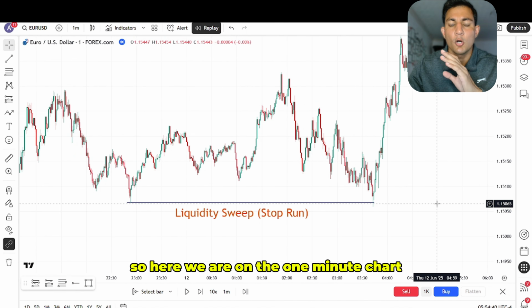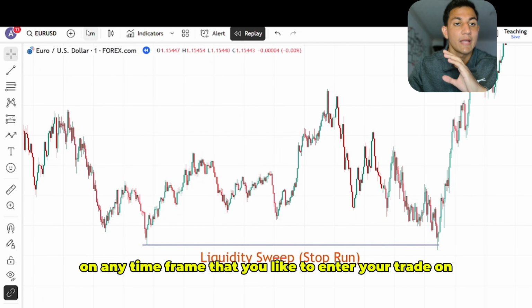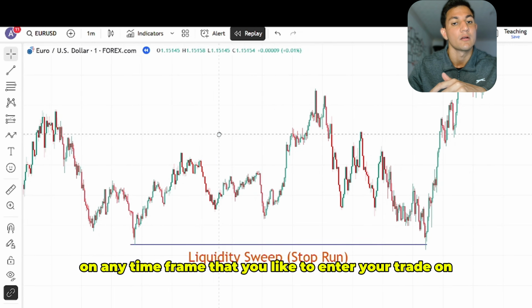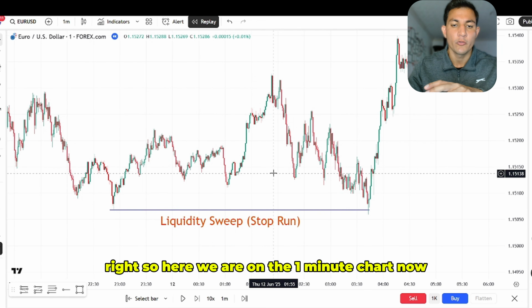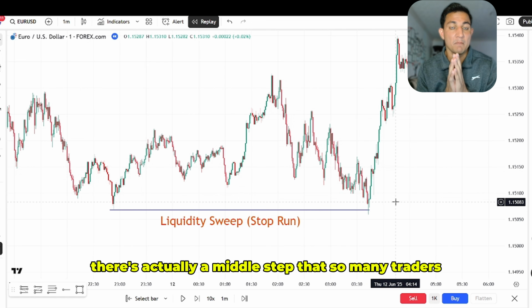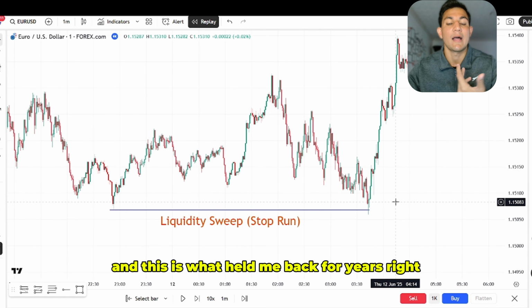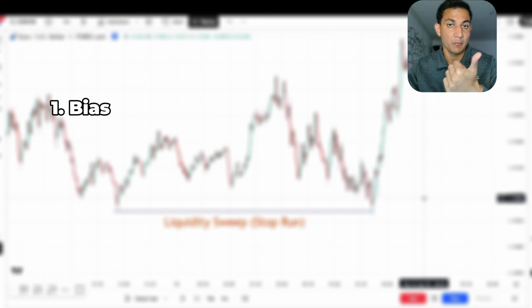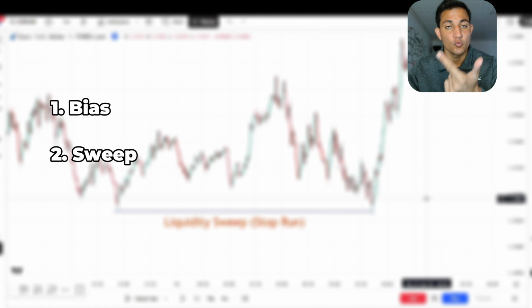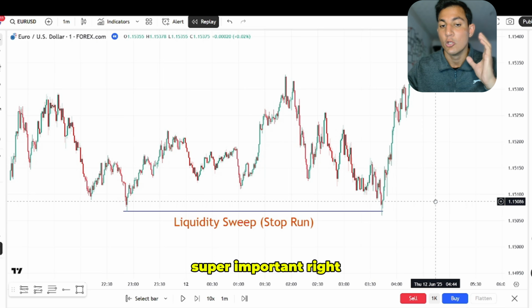Okay, so here we are on the 1-minute chart, and you would do this analysis that I'm about to tell you on any time frame that you like to enter your trade on, right? Now, do you know how I said that we look for an entry? There's actually a middle step that so many traders don't even realize, and this is what held me back for years, right? You have your bias, then you need to look for a sweep, and then and only then do you look for your entry. I'm telling you, if there ever was a holy grail in trading, that would be it. Bias, sweep, entry. Super important, right?